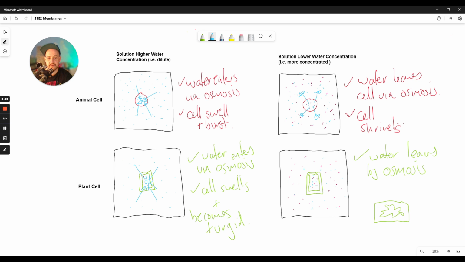Okay, so if we were to describe the process, water leaves by osmosis. Okay, so let me just draw those arrows in for good measure. So water is leaving by osmosis. And the cell becomes plasmolyzed. Plasmolyzed. Okay. So there we have it then. When you put animal cells and plant cells into solutions that have a higher water concentration or a lower water concentration, they'll behave differently. And we've just described those different processes.